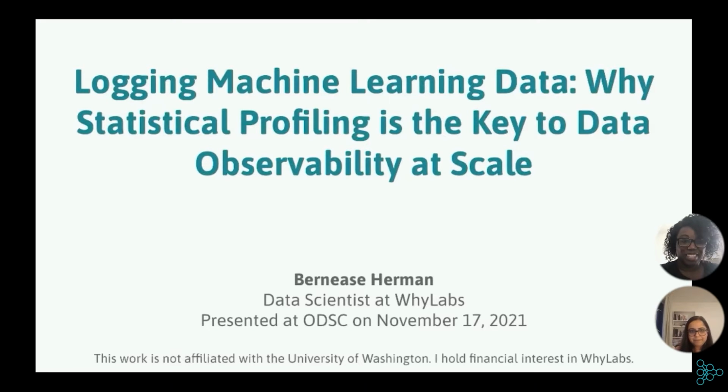All right. Hi, everyone. I'm so excited to present here at this conference. I'm just really excited to talk about logging machine learning data and talk about statistical profiling. I think it's a really cool technique that we developed here at WhyLabs, where I am a data scientist. So I'll present to you today our open source project, WhyLogs, that fills a huge gap in the current data pipeline systems and is of particular importance to machine learning, I believe.